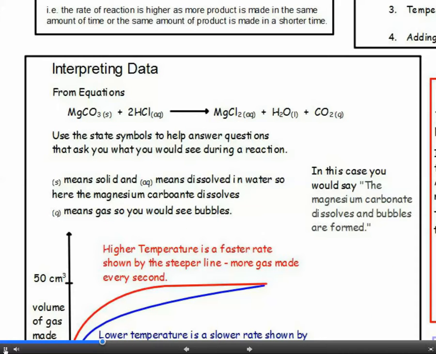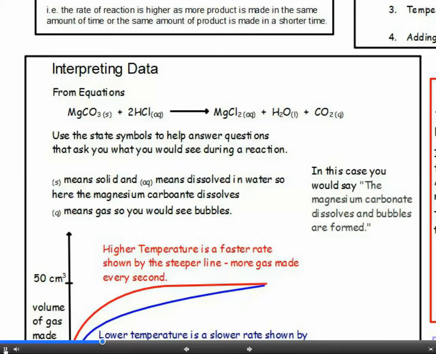In some exam questions, you are asked to describe what you would see when a chemical reaction happens. Remember, you don't need to learn lots of different reactions, that would be bonkers, but there will be information given in the question to help you. In this example, the state symbols show you that there is a solid at the start, but not at the end, and that a gas is made. You could then say that the magnesium carbonate dissolves and fizzing would be seen. If you are asked what would be seen, don't write an equation. You are very unlikely to see an equation floating in a beaker.